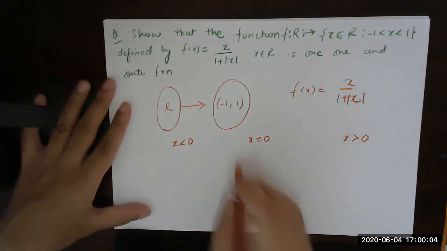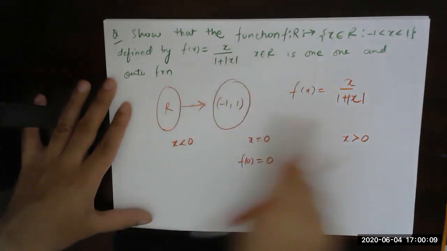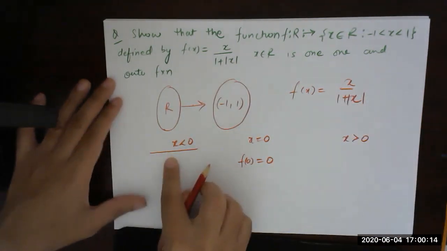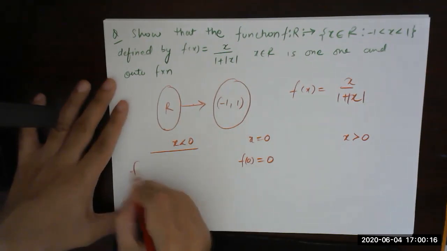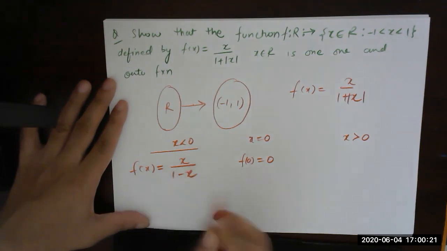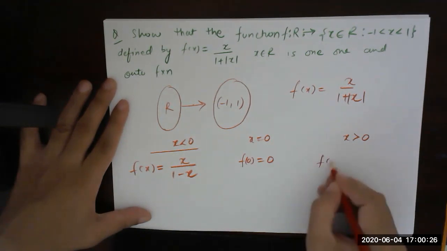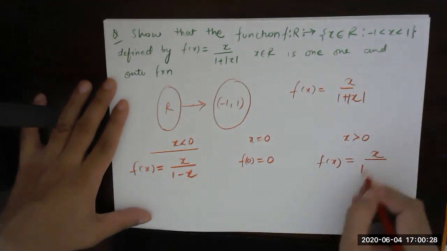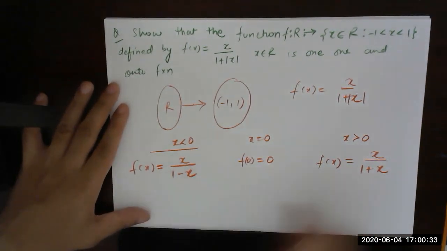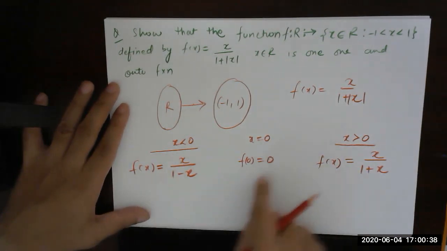For x equal to 0, if I substitute x equal to 0, the function f(0) will simply become 0. Right? For x less than 0, let's see what the function becomes. For x less than 0, f(x) will become x upon 1 minus x, because mod x will become minus x. And for x greater than 0, f(x) will become x upon 1 plus x. Right? So basically, we have these 3 parts. For x greater than 0, we have this function. For x less than 0, we have this function. And for x equal to 0, we have this function.